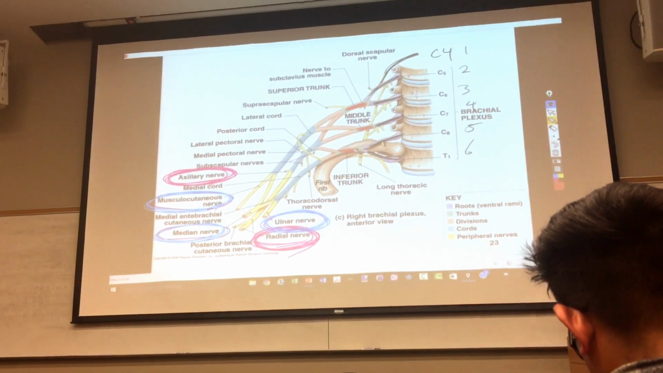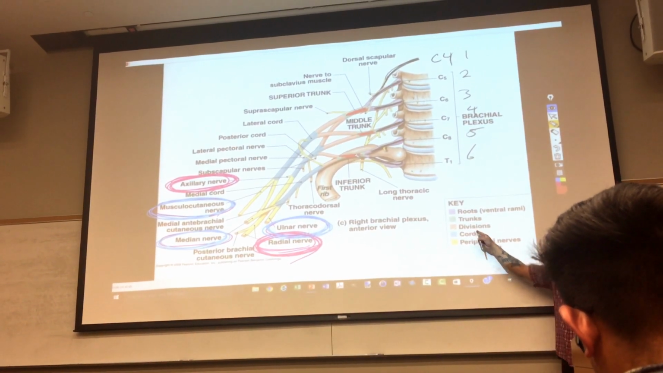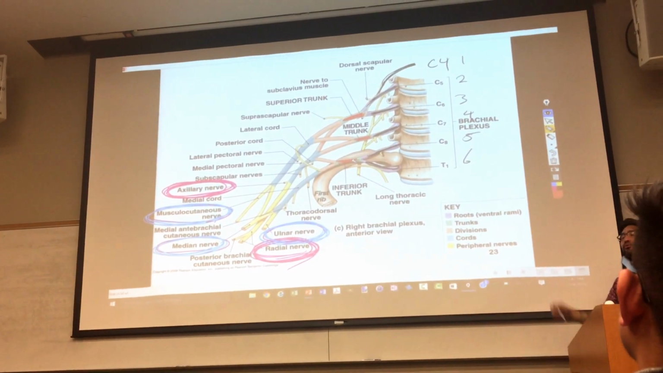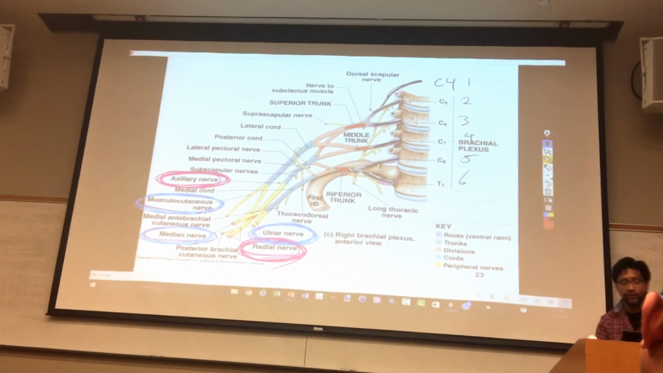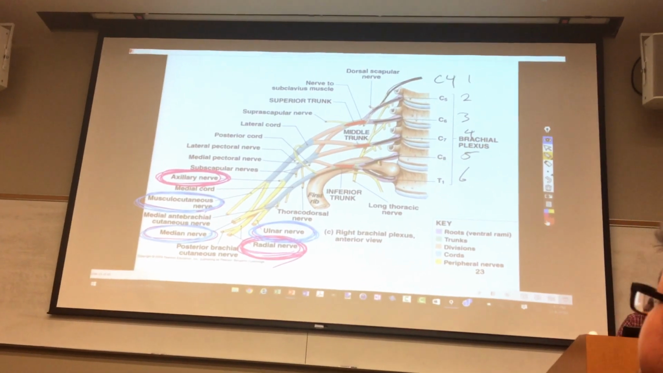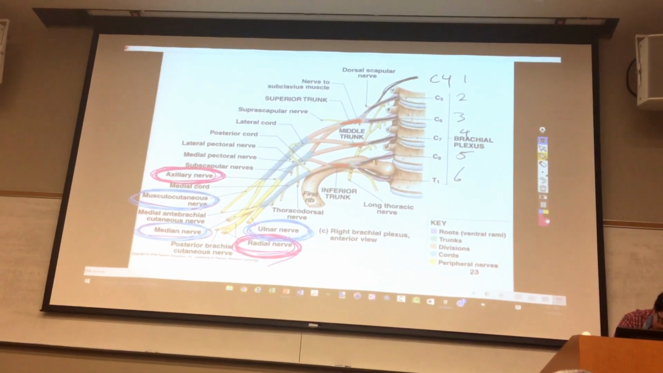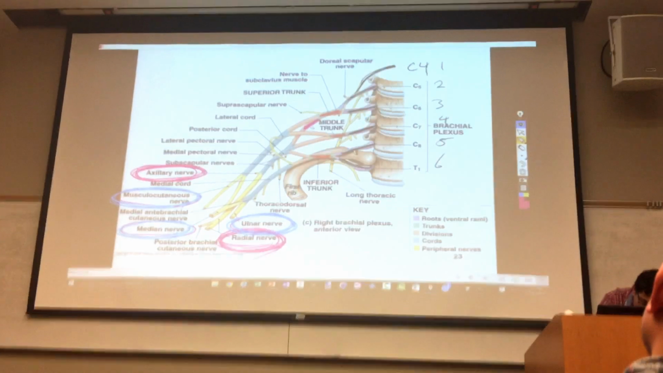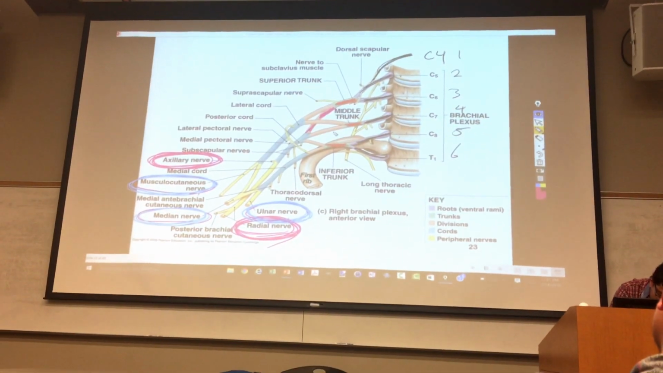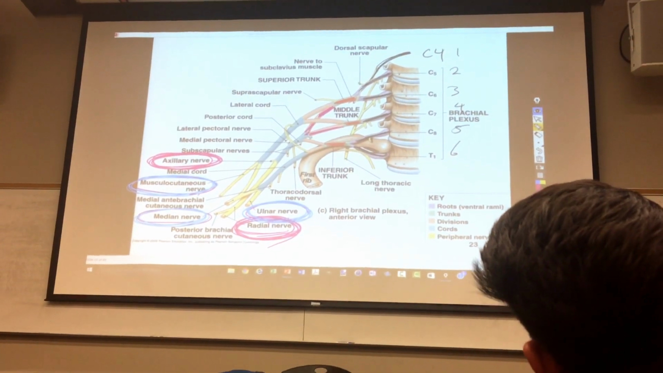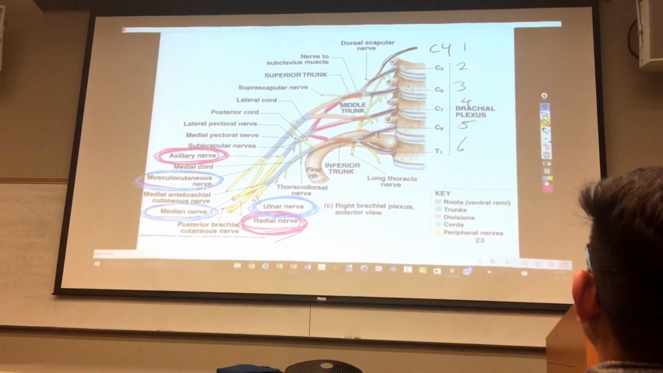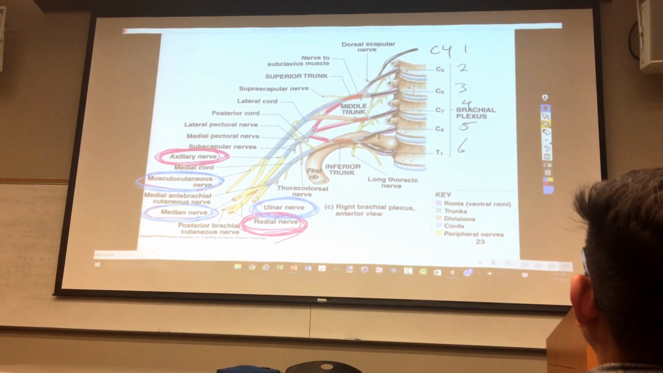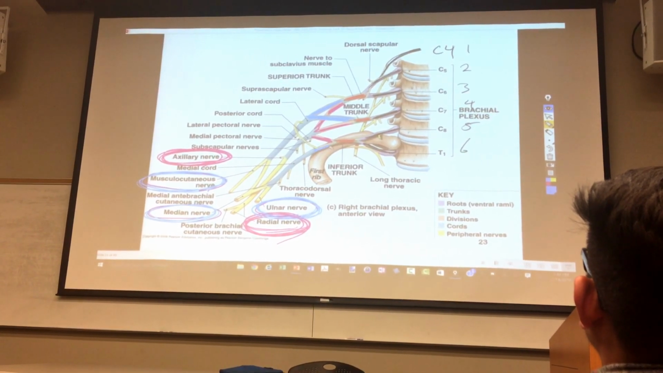Now, the trunks, what comes next? Divisions. Your book is going to call them anterior and posterior divisions. That's the same thing as dorsal and ventral. So what we're now going to see is the dorsal divisions are going to come out like this. So here's a dorsal division, here's a dorsal division, and here's a dorsal division, right there. Now, for the ventral divisions, this is the ventral division, this is the ventral division, and this is the ventral division.